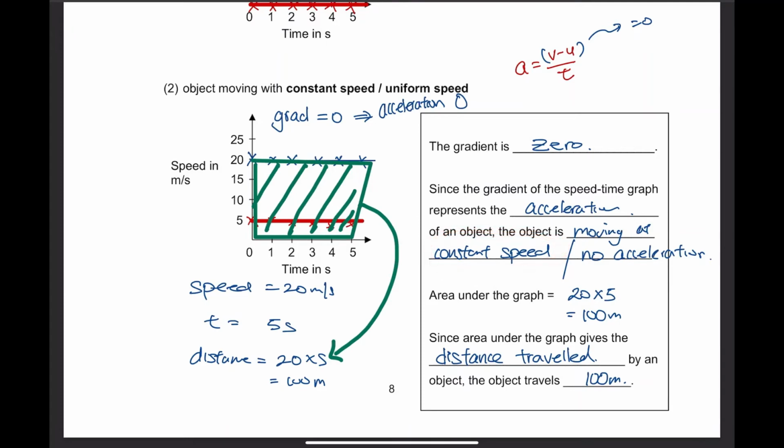Okay, and the area under the graph, for example, I'm going to take a look at this big area down here. The area under the graph of this 20 meters per second is equal to 20 meters per second times 5 seconds. Therefore, it gives me the area on the graph of 100 meters. Since the area under the graph gives the distance traveled by the object, this area down here gives us the distance traveled by the object. So we have calculated that the area under the graph is 100 meters. Therefore, the distance traveled by the object is 100 meters.